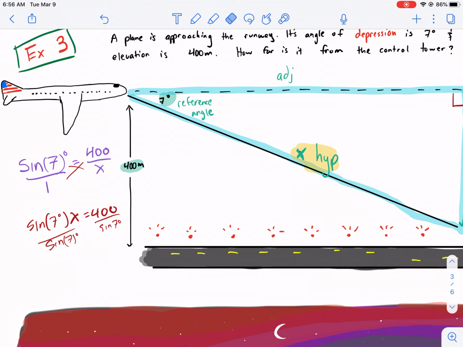So I'm going to take 400 on my calculator divided by parentheses sine of 7. I like to put parentheses just in case. So what I literally typed in my calculator was 400 divided by, parentheses, sine of 7, parentheses. I typed that just to double check, and I got 3,282.2 meters. So that's the distance.